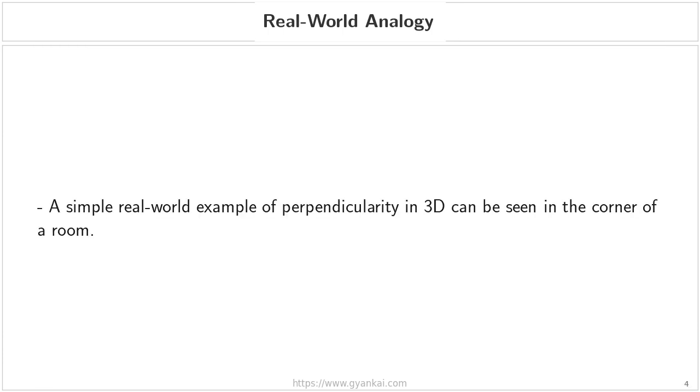Real-world analogy. Now that we have derived the mathematical formula, let's step away from the abstract algebra for a moment and look at how this concept manifests in the world around us. To visualize perpendicularity in 3 dimensions, think about the corner of a standard room. This is a perfect real-world example of 3 lines meeting at right angles.